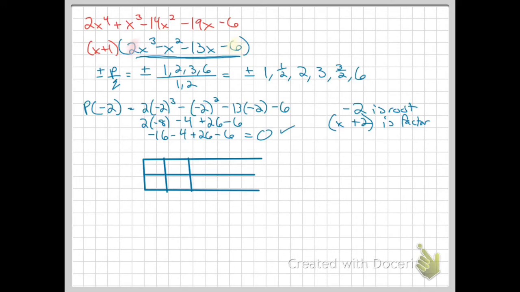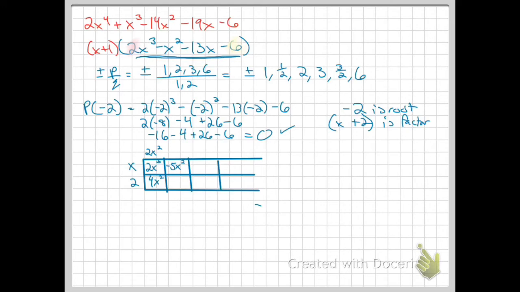We're looking at the teal colored equation. We made it smaller. That's always the goal. x plus 2, it starts with a 2x cubed. So this must be 2x squared times 2 is 4x squared. It has a negative x squared, so minus 5x squared.